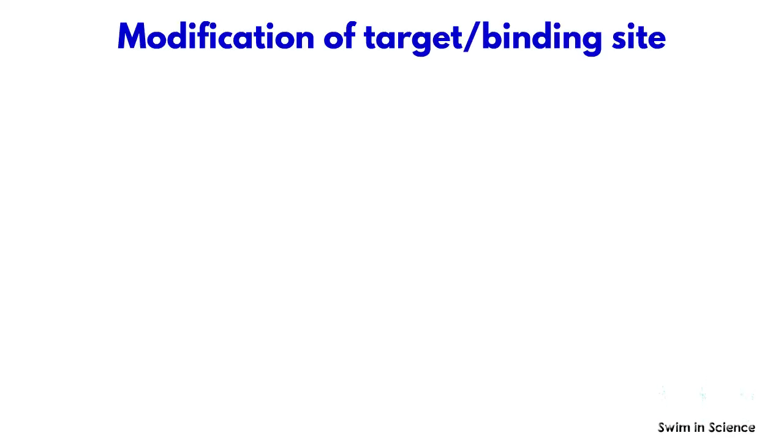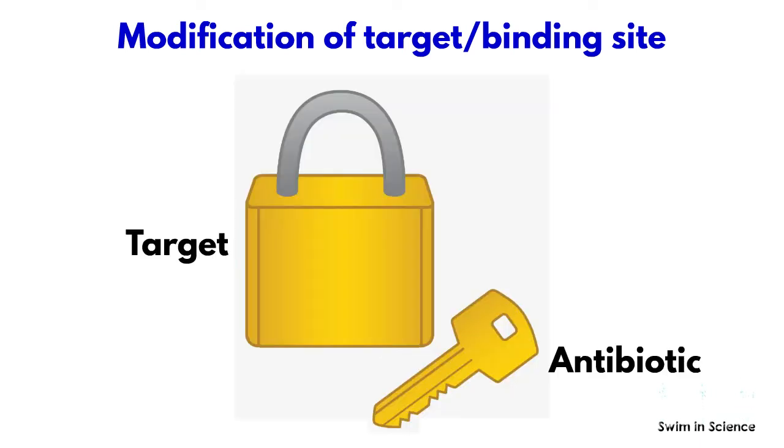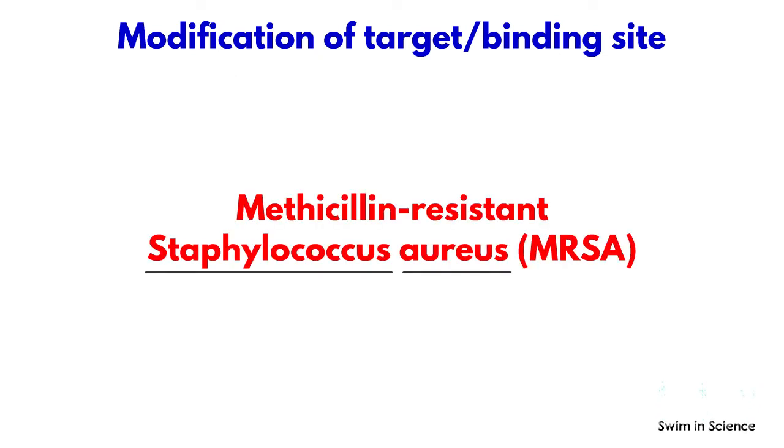Modification of target or binding site. Most antibiotics work by specifically binding to their targets, thereby preventing the physiological function of these targets. Some bacteria develop resistance by modifying the antibiotic targets. An example is methicillin-resistant Staph aureus.